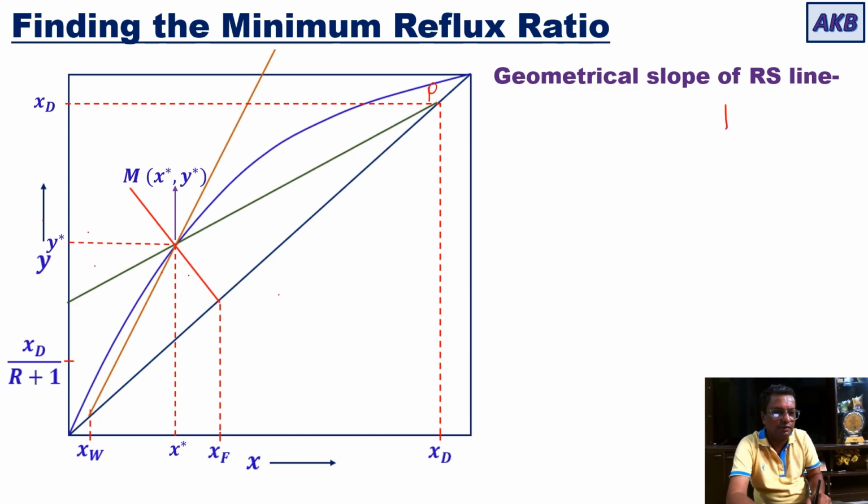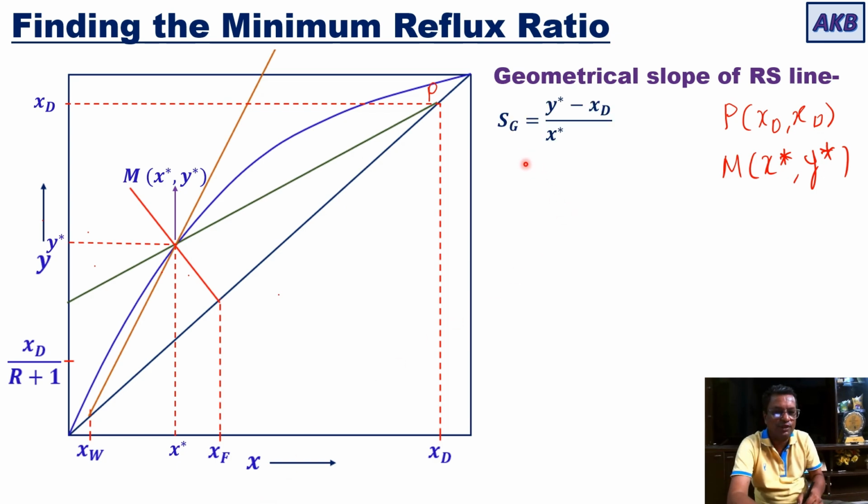You have point P which has coordinates of xd, xd, and then you have another point M which has coordinates of x star and y star. Now we are trying to get the geometrical slope. So geometrical slope will be simply given by this equation. I am denoting it as Sg. So this is y star minus xd, y star minus xd.